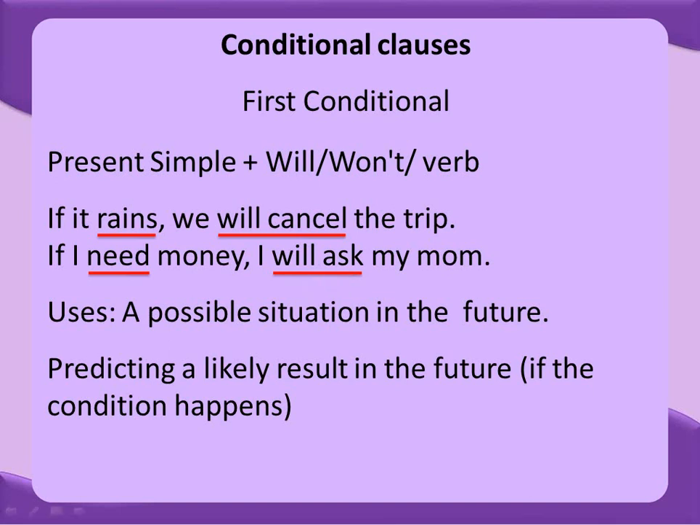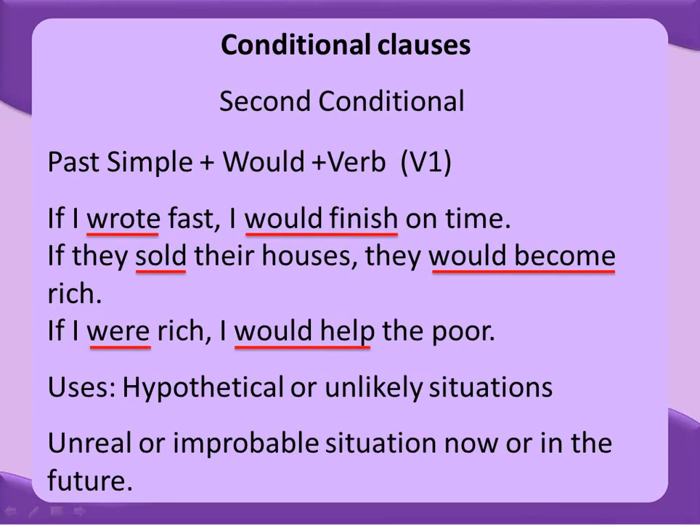Now let us see the second conditional clause. In second conditional clauses, in the conditional clause, we use simple past and in the result clause, we use would plus V1 form of the verb. For example, if I wrote fast, I would finish on time. Second conditional clauses generally are hypothetical or unlikely situations, that is unreal or improbable situation now or in the future.